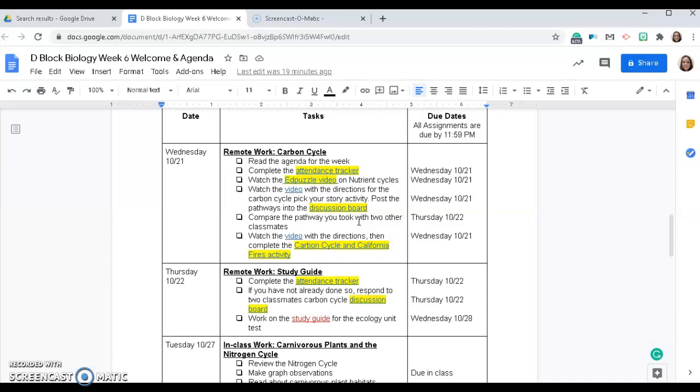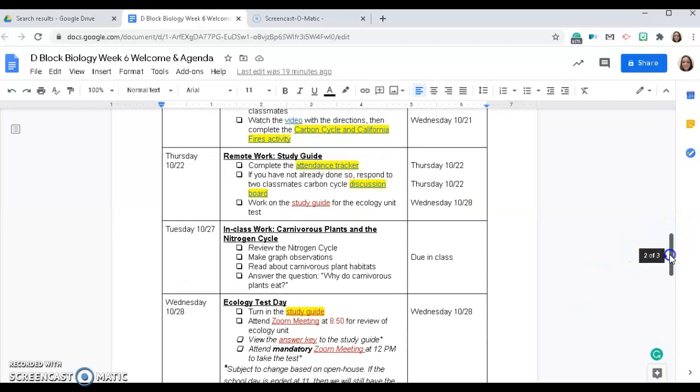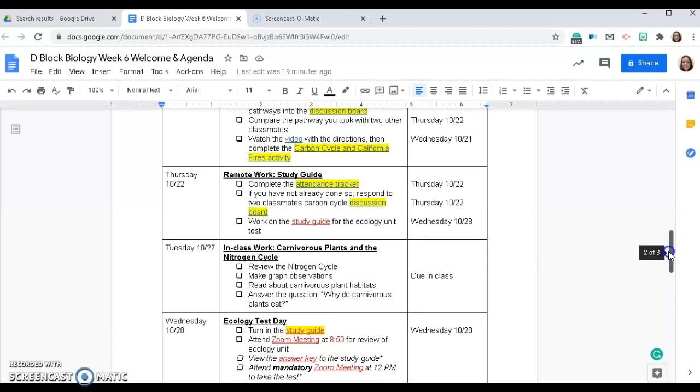For your remote day, the only work that you have to do is the study guide for the ecology unit test. I'm going to be posting that by the end of the day on Wednesday. There will be an attendance tracker for you again. And then, just as a reminder, by your next remote day, you need to respond to 2 other classmates in the discussion board post. When we are in class, we're going to do an activity on carnivorous plants and why they eat and how they relate to the nitrogen cycle.